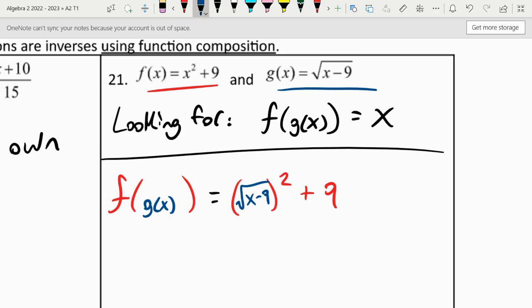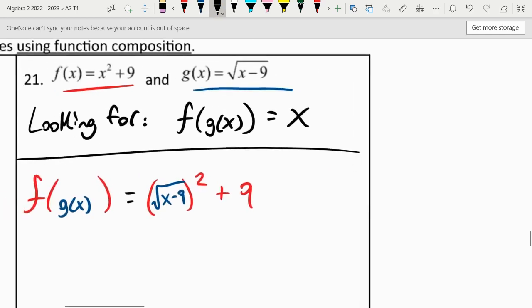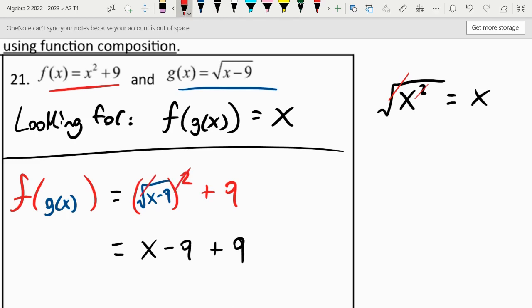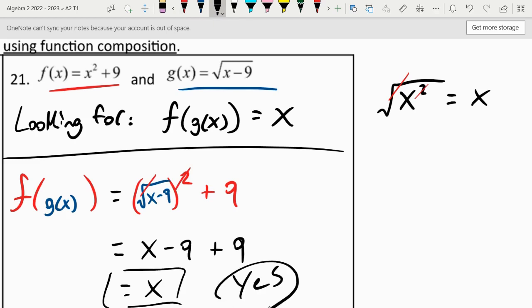Automatically these look like inverses to me because we have a plus 9 in a square, and a negative 9 in a square root. One fact about square roots that you should know is that if you take the square root of x squared, this just equals x, because squares and square roots cancel each other out. They are inverse operations. So this is equal to x minus 9 plus 9. The squares cancel out. Positive 9 minus 9 gives us x. So this tells us that yes, they are inverses.